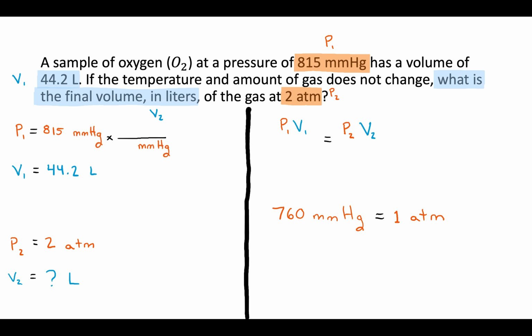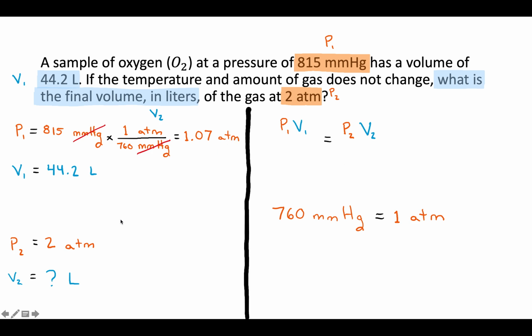So next to millimeters of mercury goes 760, going over the fraction bar is like going across the equal sign. And on top you've got 1 atmosphere. Millimeters of mercury cancel out, and you're left with atmospheres. Now if you plug this in a calculator, 815 times 1, enter, divided by 760, enter, you should get 1.07 atmospheres. So now all our units match.